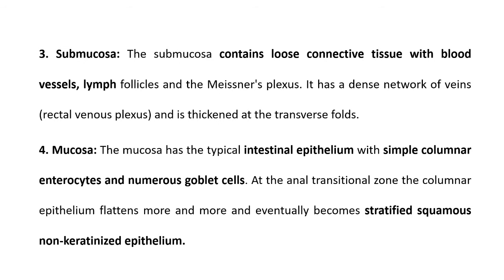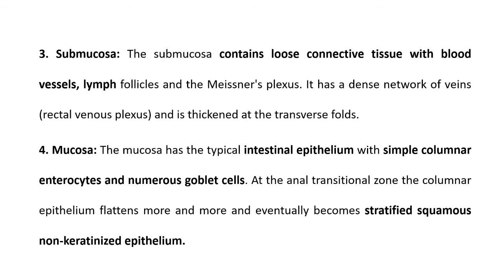Then the third layer is the submucosa. The submucosa is a highly vascularized area. It consists of blood vessels, lymph follicles and the mucinous plexus. So it is the highly vascularized layer of the rectum. It is a thick layer of the rectum because it contains veins, arteries and nerve fibers.